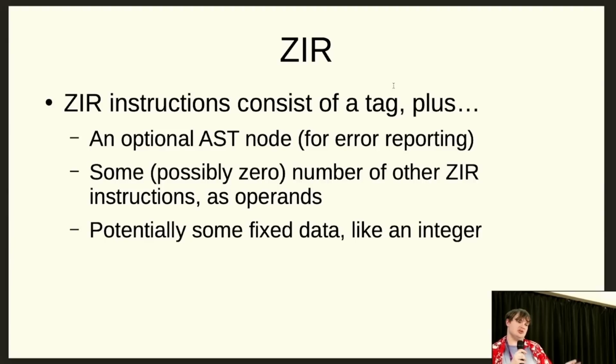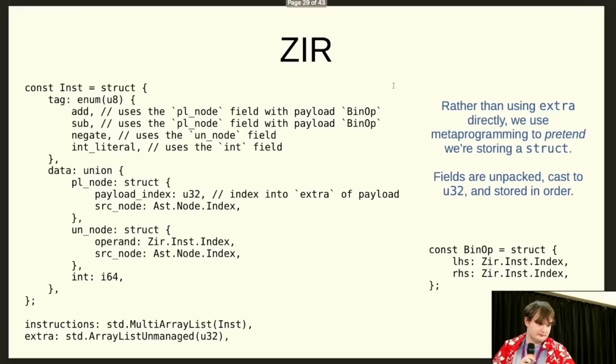And we might also have some fixed data. We might have an integer, a float, something like that. Okay, big block of code, sorry. Best way to do it. So this is, again, a toy example that's quite similar to what ZIR looks like in the actual compiler. We have this tag, which is an enum. And in this case, it has these four alternatives: add, subtract, negate, and int literal. The last one of those just returns a fixed value, and the others are doing arithmetic.